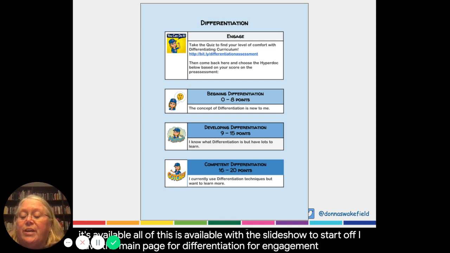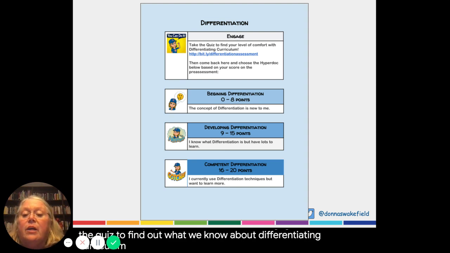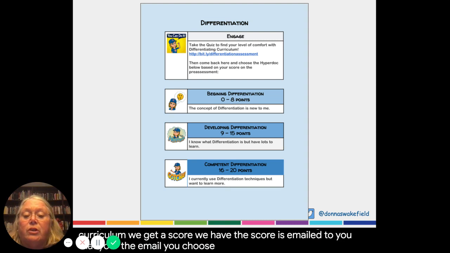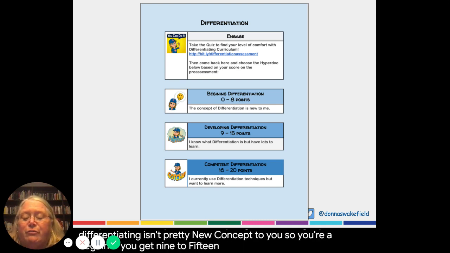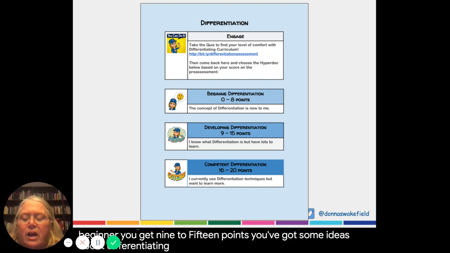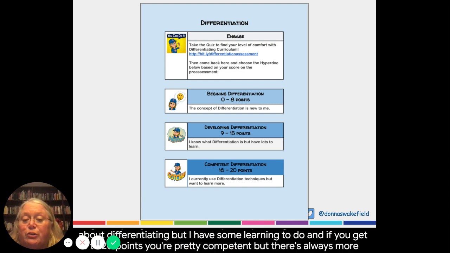For engagement, we take the quiz to find out what we know about differentiating curriculum. We get a score. The score is emailed to you at the email you choose. If you get 0 to 8 points, differentiating is a pretty new concept to you, so you're a beginner. You get 9 to 15 points, you've got some ideas about differentiating, but have some learning to do. And if you get 16 to 20 points, you're pretty competent, but there's always more to learn.